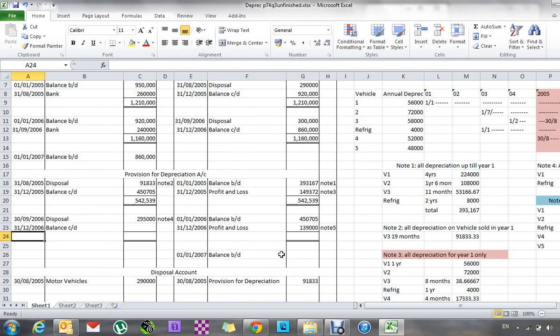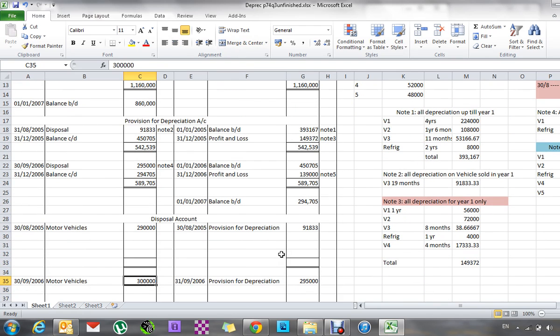Now I've got all my notes done, I can go and finish off the question and do my disposal. So that added to that, and that's the total there for the year. My balance c/d is the difference between the two sides, which is that 294,705. Okay, now I'll move on to my disposal. I've already put in the motor vehicles from the first part of the question. My provision for depreciation has automatically been filled in. That's the figure that came from my disposals here and here.